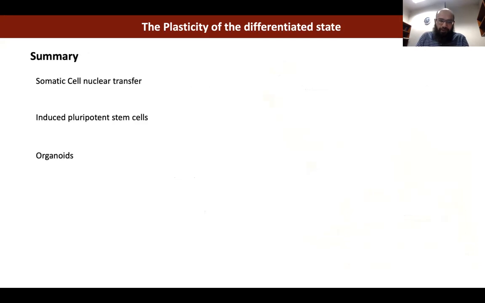So yeah, today we considered different aspects of how we can change the plasticity of the differentiated state, and then we studied different mechanisms where we can use our knowledge about the differentiation, or how the differentiation is maintained, and then use it to reverse the differentiation process. And so there was somatic cell nuclear transfer and the cloning approach, and then you have cell fusion, induced pluripotent stem cells, and finally we discussed organoids.